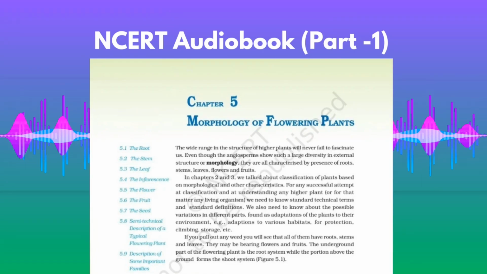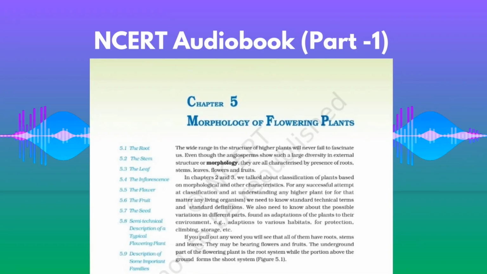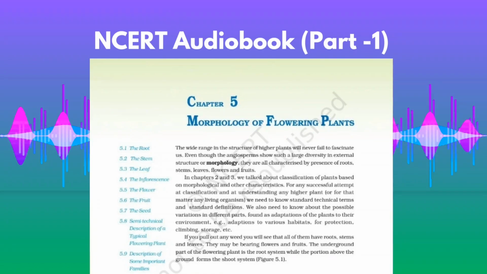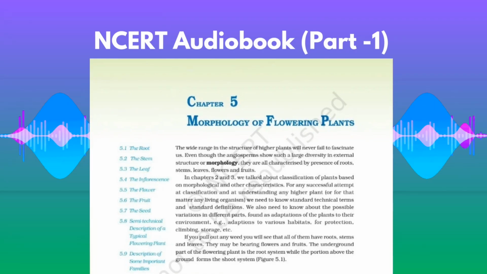NCERT ebook Morphology of Flowering Plants. The root, the stem, the leaf, the inflorescence, the flower, the fruit, the seed. Semi-technical description of a typical flowering plant. Description of some important families. Unit 2. Structural organization in plants and animals. Chapter 5. Morphology of flowering plants. Chapter 6. Anatomy of flowering plants. Chapter 7. Structural organization in animals.